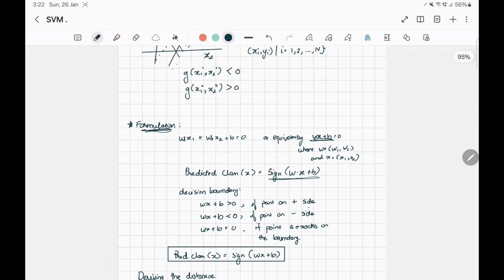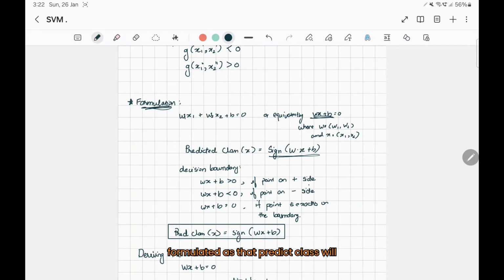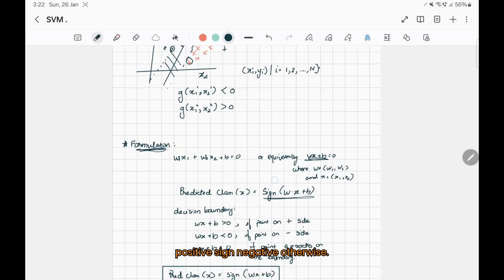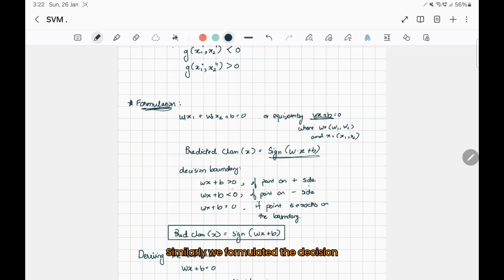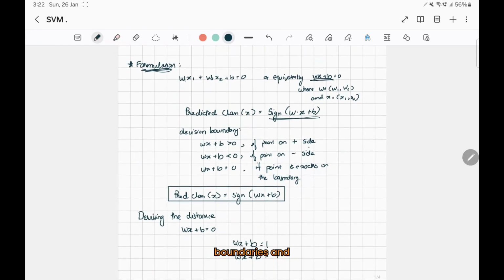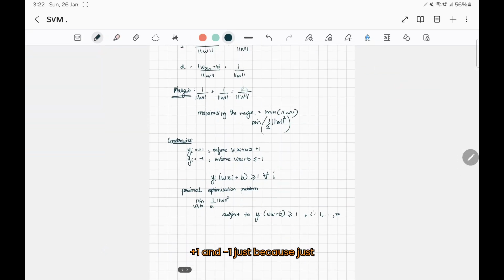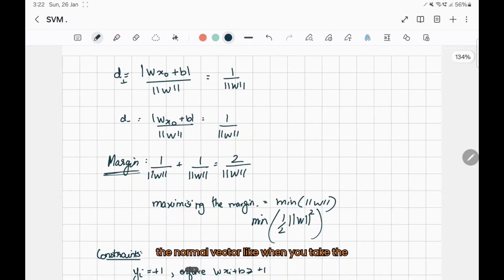And that's how we formulated that the predicted class will have a sign: if this is on the right side of things, it will have a positive sign, negative otherwise. Similarly, we formulated the decision boundaries, and we set these to positive one and negative one, just how we discussed. So if you take the weight and multiply it by the perpendicular normal vector, you get for the positive side 1 by the Euclidean norm of the weight vector. Similarly, you get it for the negative class, or the left side of things.